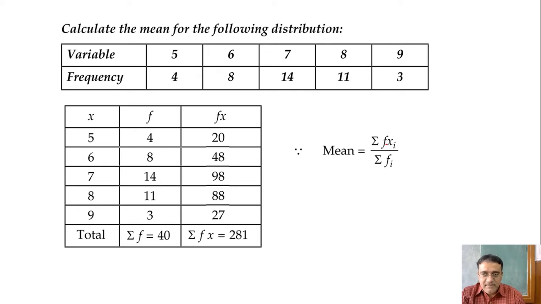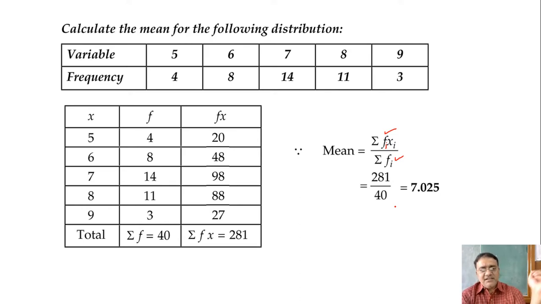Okay, अगर I लिख रहे हैं तो यहाँ पर भी लिखना है, otherwise summation fx upon summation f. So this is 281 and this is 40. 281 divided by 40, and we'll get 7.025. So this is the required mean. Any doubt in this question? No sir. Okay, this formula is known as the direct method to find the mean.